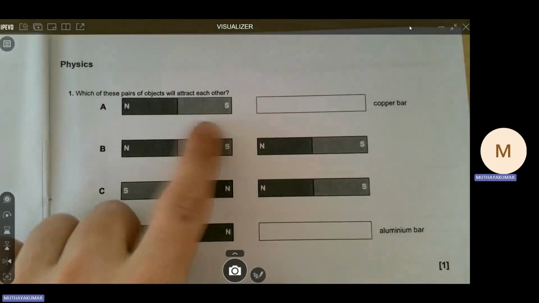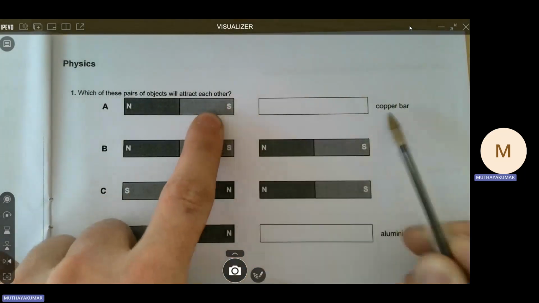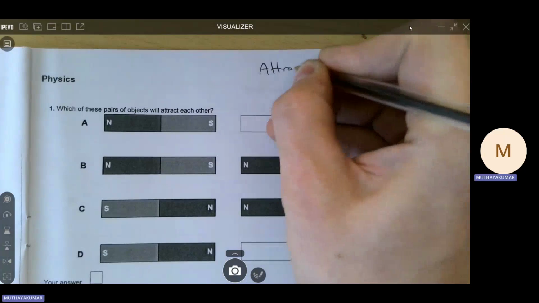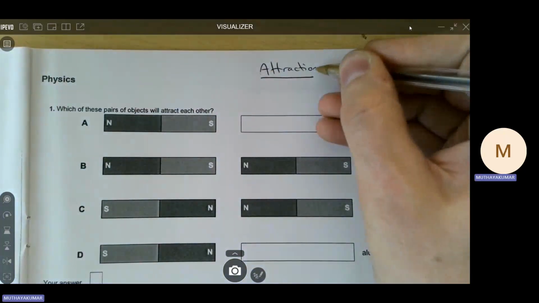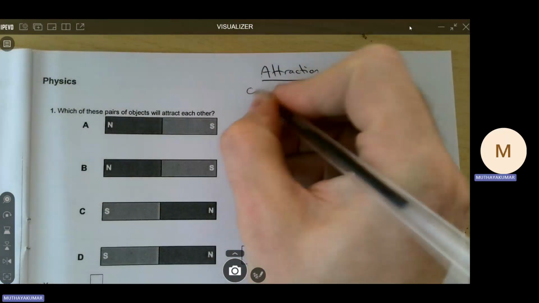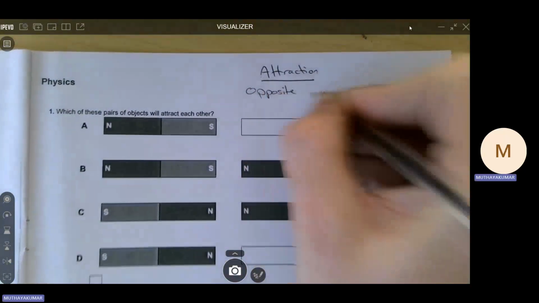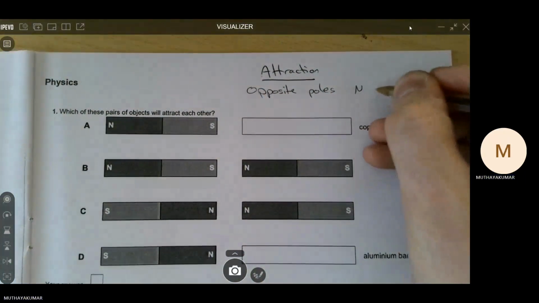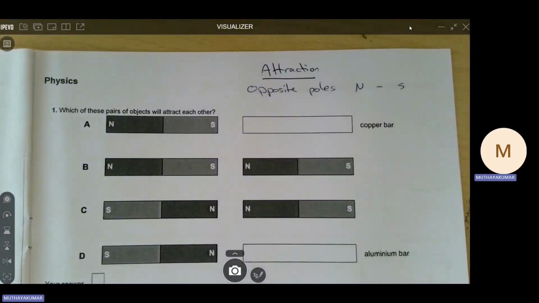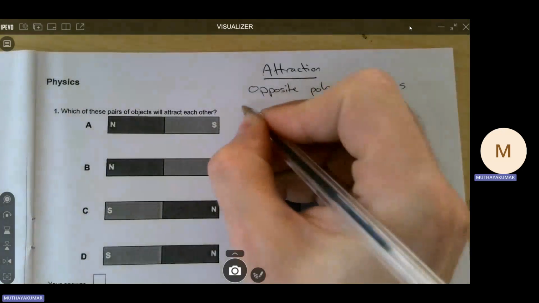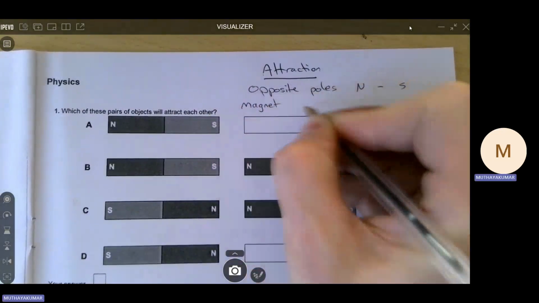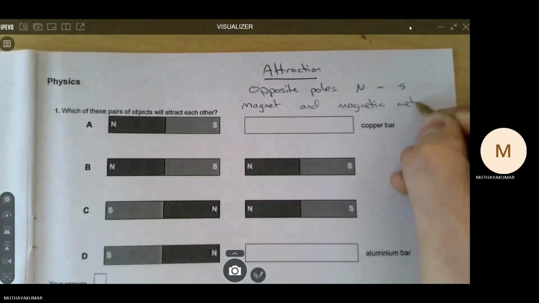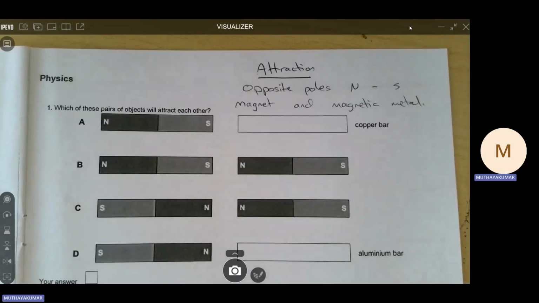We've got some magnets. We know they're magnets because they've got north and south poles. And then we've got some metals. So what will cause us to have attraction? There's a couple of things that might cause attraction. One is that we might have opposite poles. So opposites attract. You might have heard that saying before. So if it's a north and a south pole, they will attract each other. Or you might also have a magnet and a magnetic metal. So that will be the other option for attraction.